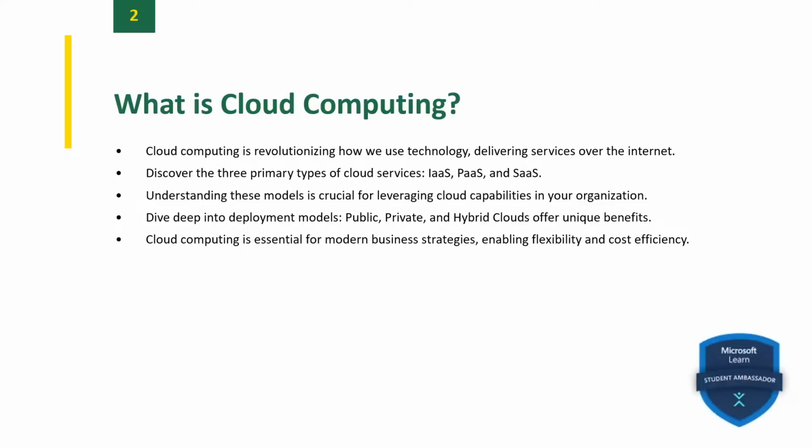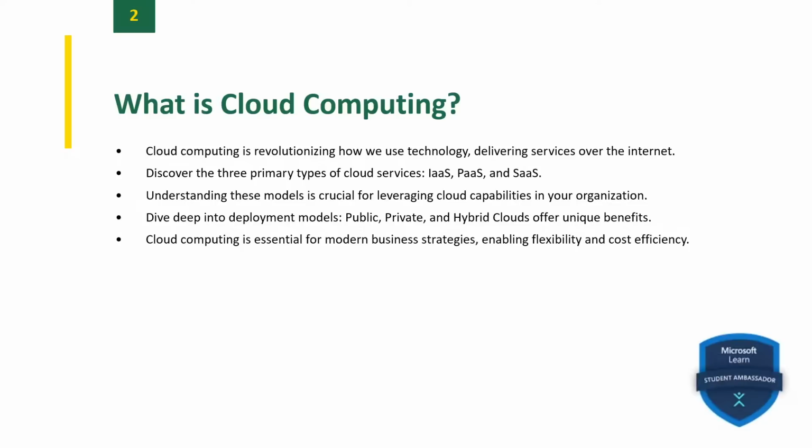Deployment models of cloud computing. First one, public cloud. Services are delivered over the public internet and shared across multiple users. For example, Azure, AWS, Google Cloud. Second one, private cloud. Cloud infrastructure is used exclusively by a single organization. It can be hosted on premises or by a third-party provider. For example, a private cloud solution managed by an organization's IT department.